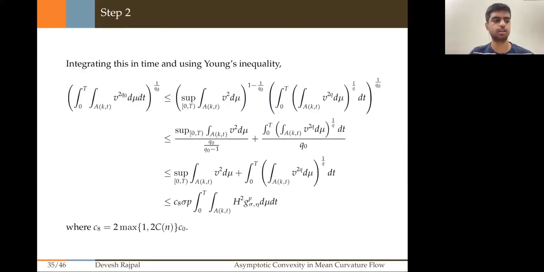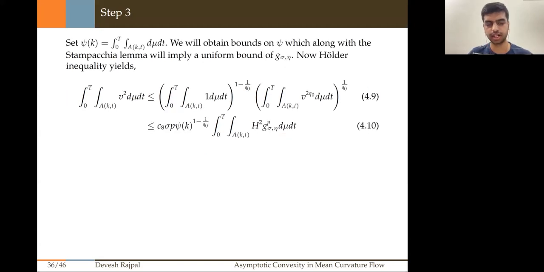And now we can start the Stampacchia lemma, getting the appropriate bounds to apply the Stampacchia lemma. Let psi k be the area function I mentioned earlier. So this measures the area of the domain where our v square is positive, which is the same as saying that g is greater than k. Psi k measures this integral over the time our solution to MCF exists. We will obtain bounds on psi, along with which we can apply the Stampacchia lemma, which will further imply a uniform bound on G.